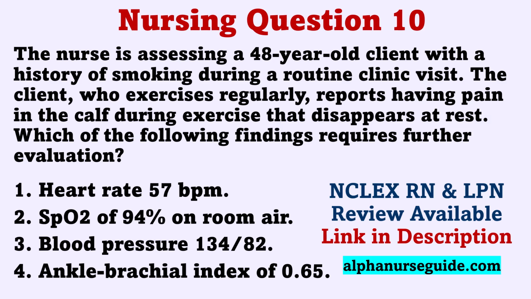The correct answer is 4. Ankle brachial index of 0.65. An ankle brachial index of 0.65 suggests moderate arterial vascular disease in a client who is experiencing intermittent claudication. A Doppler ultrasound is indicated for further evaluation. The bradycardic heart rate is acceptable in an athletic client with a normal blood pressure. The oxygen saturation is acceptable. The client has a smoking history.